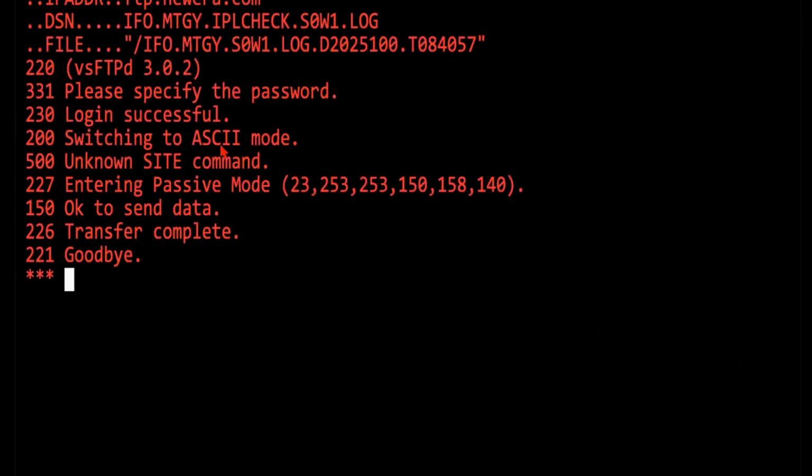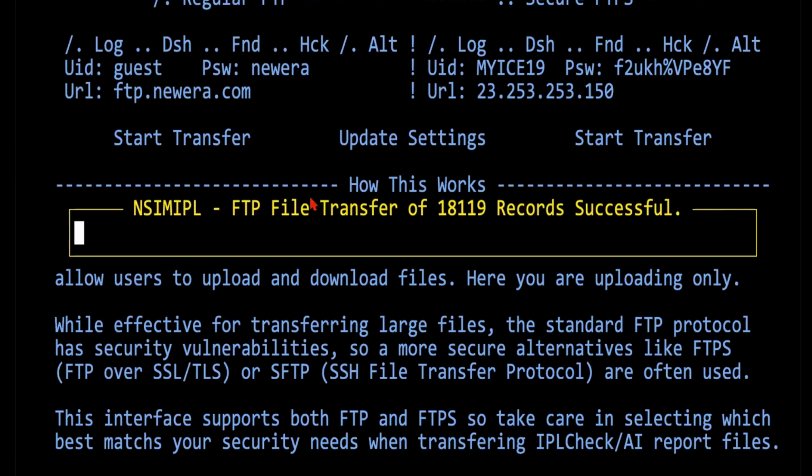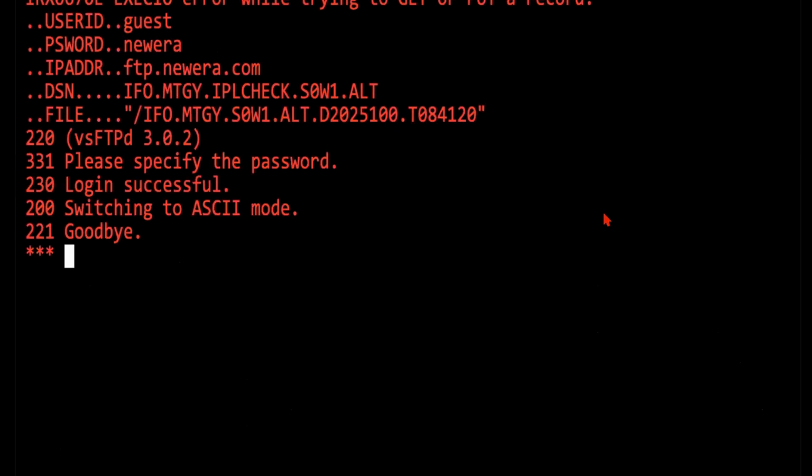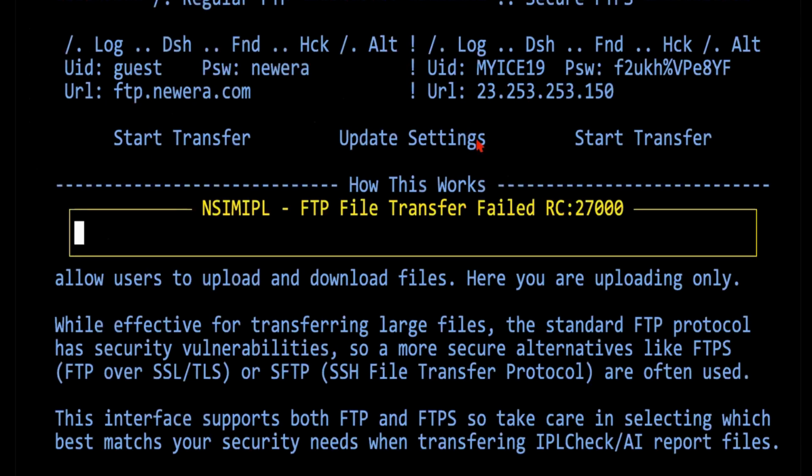You'll get all the messages that are associated with the send itself, and when it's done, you'll get a response from the system that says the transfer was successful of 18,119 records. In some cases, like in the case of Alt, because I don't have it actually set up, it'll try to send that as well. So you can send in a series, all, none, whatever you choose, and it will come back and it'll tell you, in this case, there was an error because we couldn't find a specific alt data set, and that we have a file transfer error.